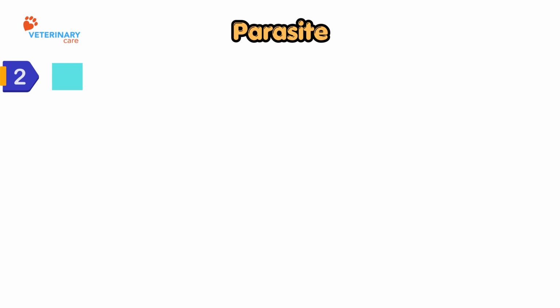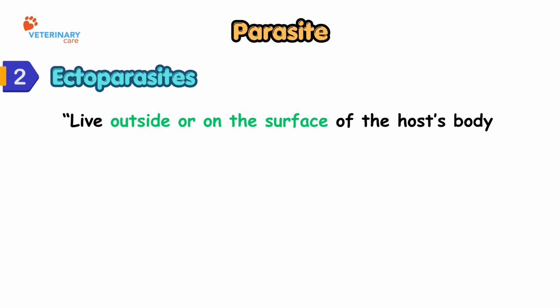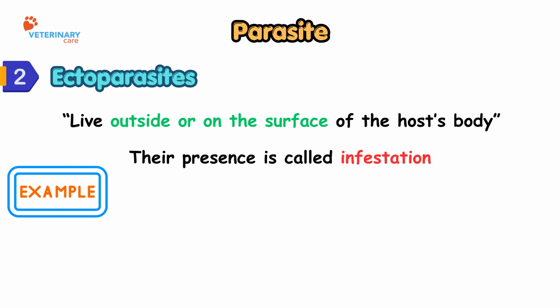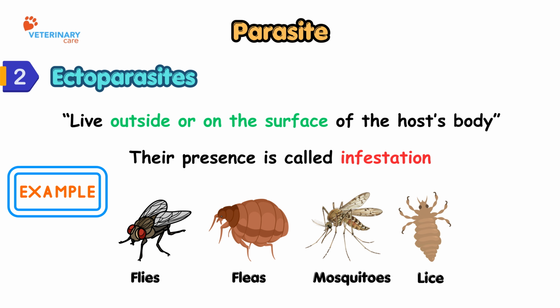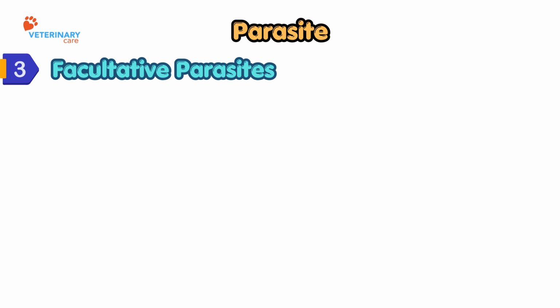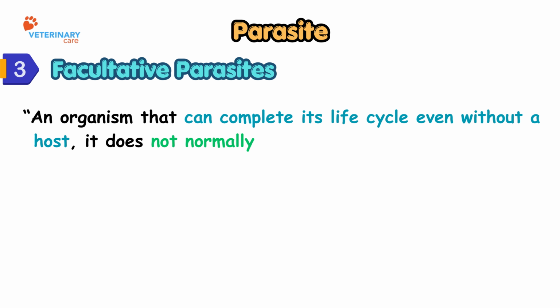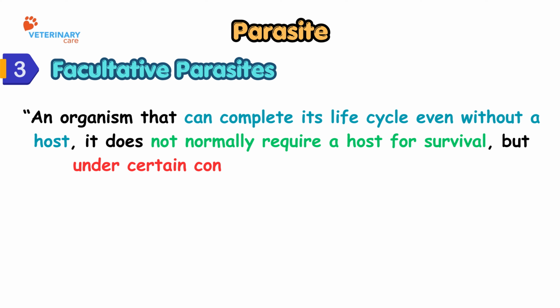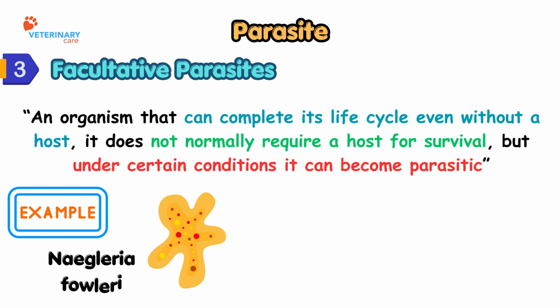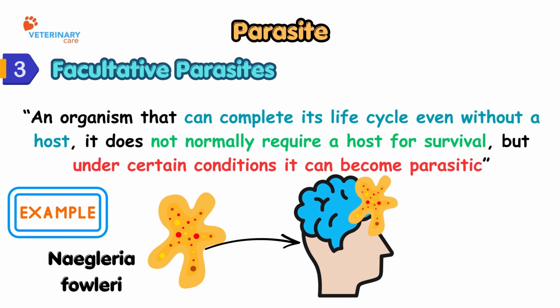The second type is ectoparasites. Ectoparasites live outside or on the surface of the host's body. Their presence is called infestation. Examples include flies, fleas, mosquitoes, lice, and ticks. Now let us move toward facultative parasites. A facultative parasite is an organism that can complete its life cycle even without a host. It does not normally require a host for survival, but under certain conditions it can become parasitic. A famous example is Naegleria fowleri, a free-living amoeba capable of infecting the human brain.